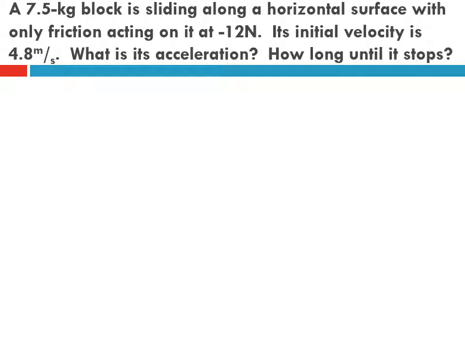For this example, it says a 7.5 kilogram block is sliding along a horizontal surface with only friction acting on it at negative 12 newtons. Its initial velocity is 4.8 meters per second, so we need to know two things. We need to figure out what the acceleration is, and we need to figure out how long it takes until it stops.